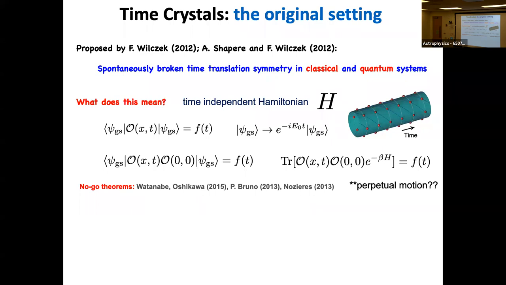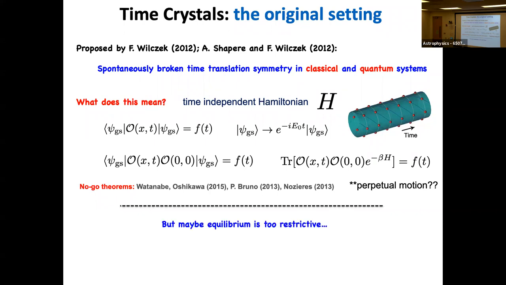easy to have. And this culminated in some really pretty work coming out of Berkeley and Tokyo by Haruki Watanabe and Masaki Oshikawa, which explicitly proved a no-go theorem that in an equilibrium system like this, where the Hamiltonian is fundamentally time independent, one cannot get oscillations like this in correlation functions of this. So we have to change the question slightly to be able to get a non-trivial answer.